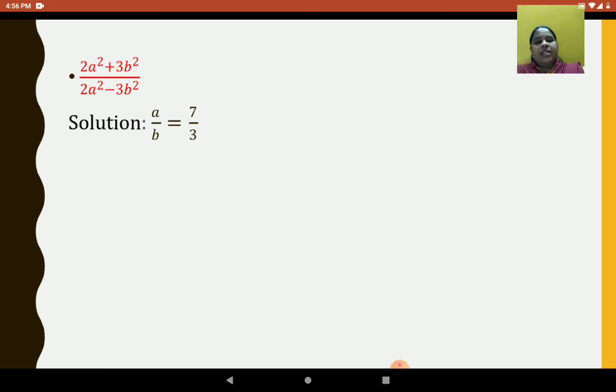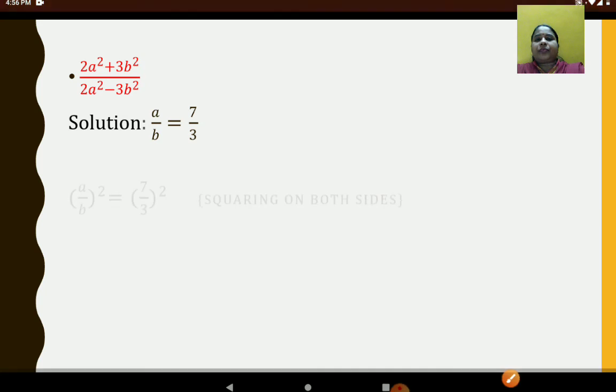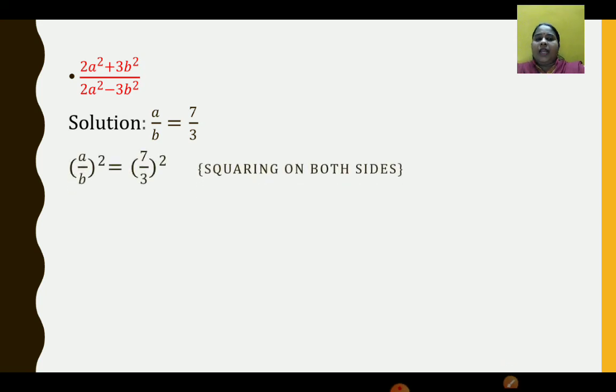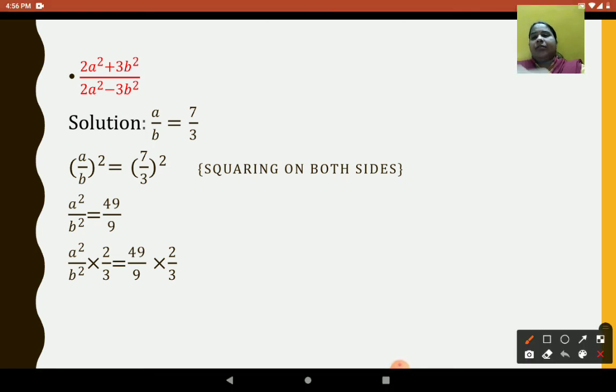Yes, let's see how the steps have to be written. Squaring on both sides, we get a square upon b square is equal to 49 upon 9. Then I told you, look at the coefficient of a square and b square. It is 2 and 3. See here, a square is with 2 and b square is with 3.